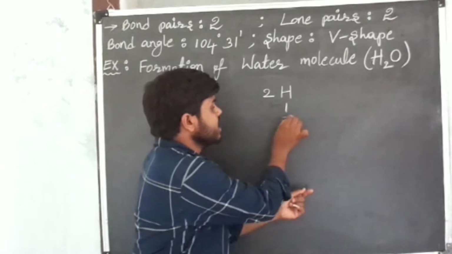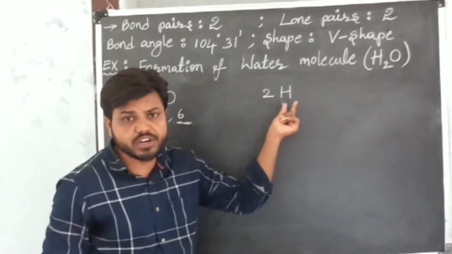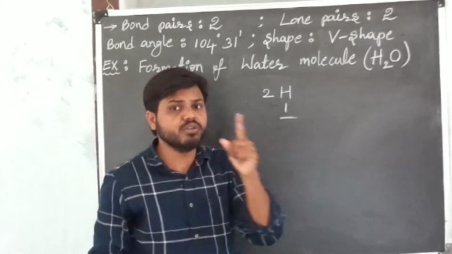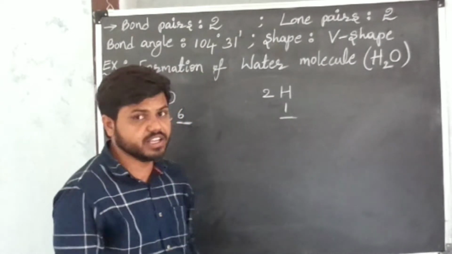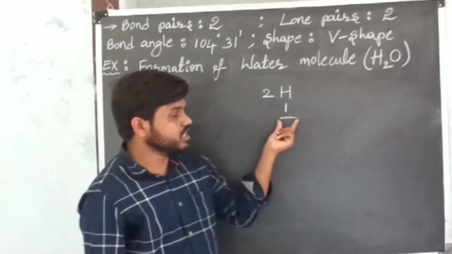And this is the valence shell of hydrogen. In the hydrogen valence shell, only 1 electron there. See, observe the valence shell.